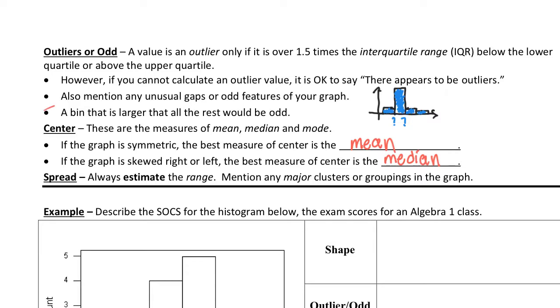And the last thing you're going to do is always estimate your range for your spread. So that's what spells out our SOCS: shape, outlier, center, spread is the last S. Always estimate the range. Mention any major clusters or groupings in the graph. So with that, let's go ahead and look at an example. Once again, just don't overthink this. Don't try to find things that aren't there.